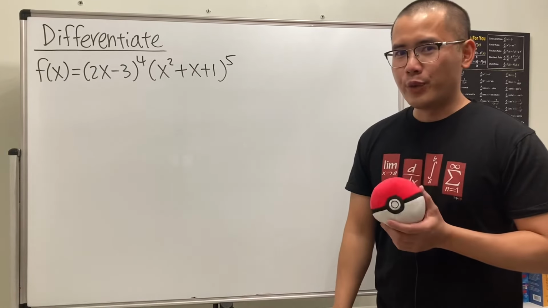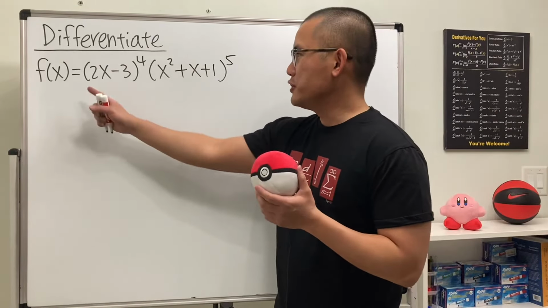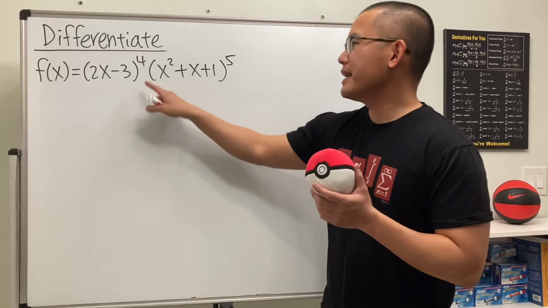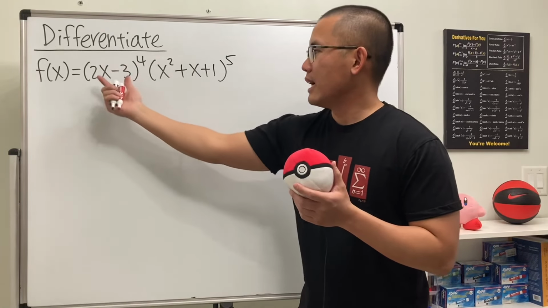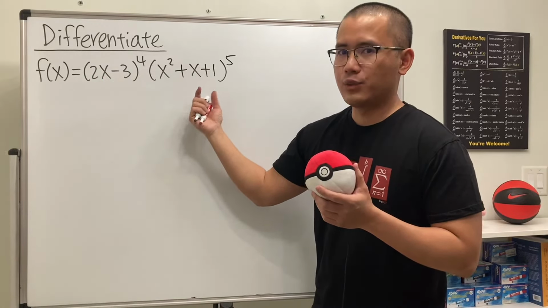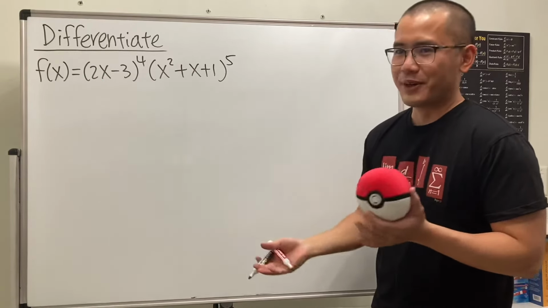Okay, this is a pretty crazy one. Check this out. We'll differentiate this function here. Notice that this is a product of two functions, and yeah, we will have to use a chain rule for this and that as well. But anyway, let's just go ahead and get to work.